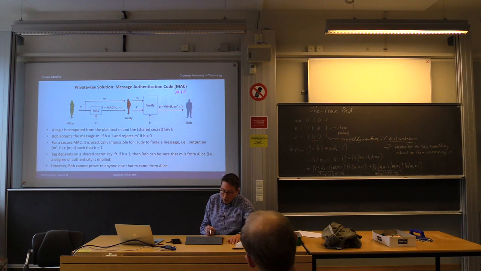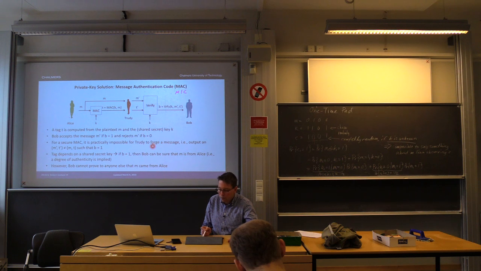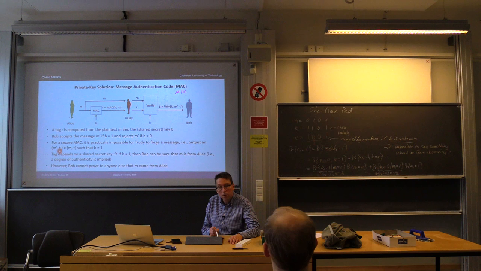And then one can show that for a secure code, it's practically impossible for Trudy to forge a message. That is, to output an M prime, T prime, which is not equal to M, T, such that B is equal to 1. It's possible to do this with cryptography.